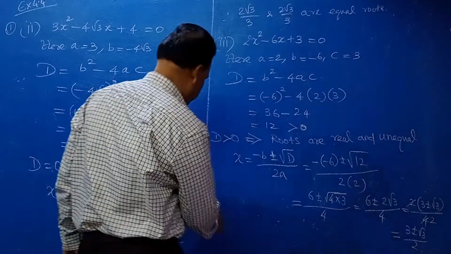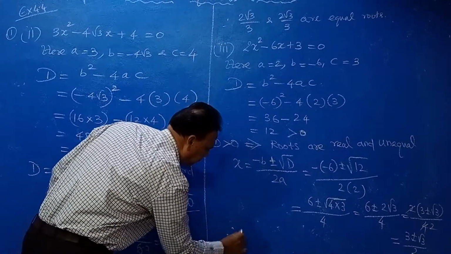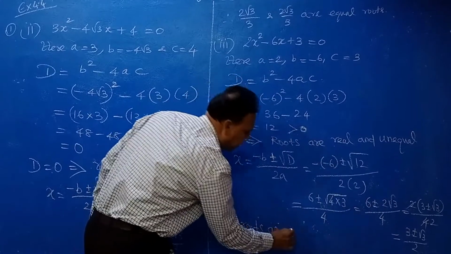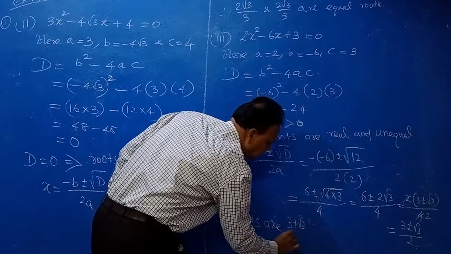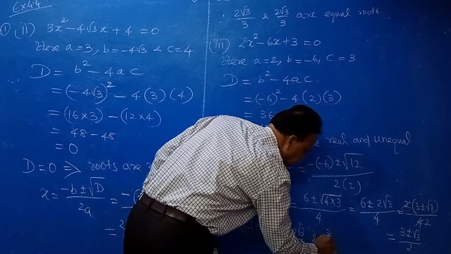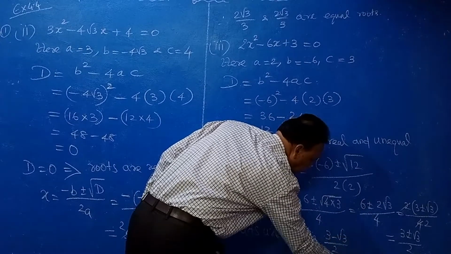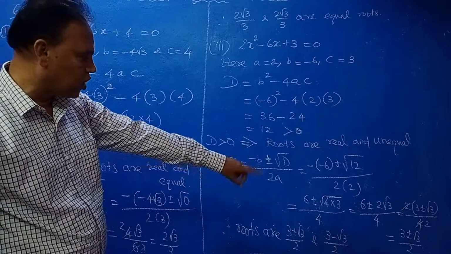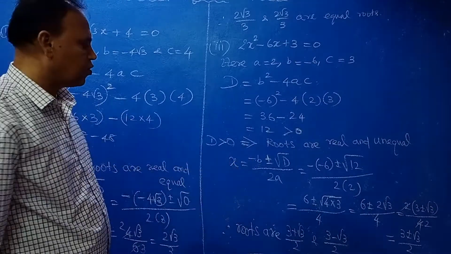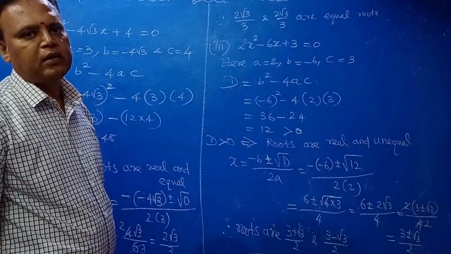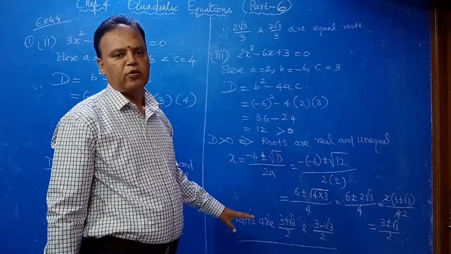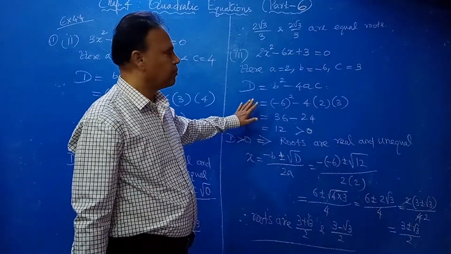Okay, therefore the roots are: one root you take plus, 3 plus root 3 by 2, and another one you take minus, 3 minus root 3 by 2. Okay, so same type of problem I will give you as homework. You do the homework for better practice.